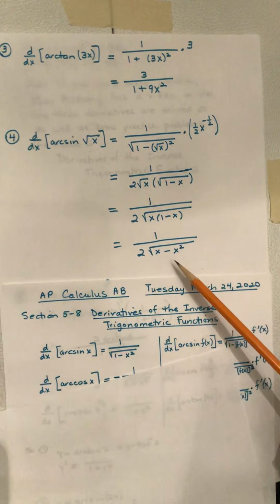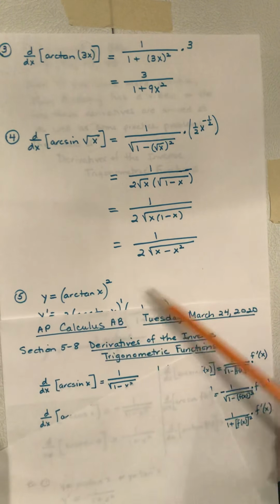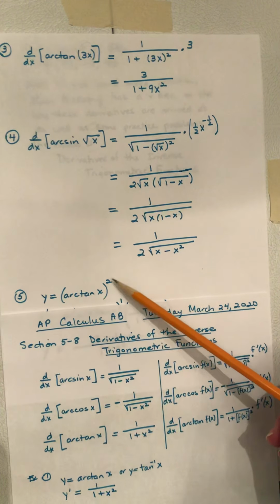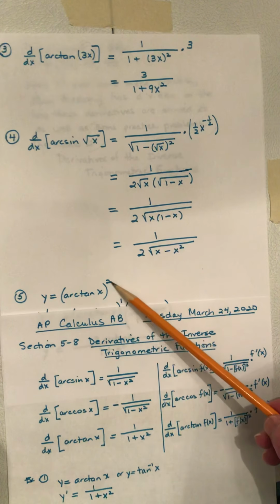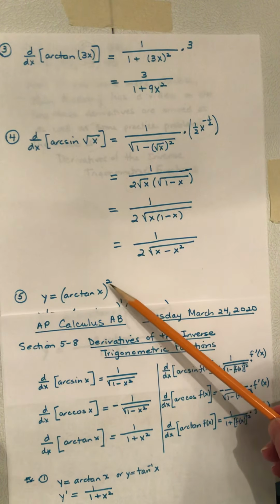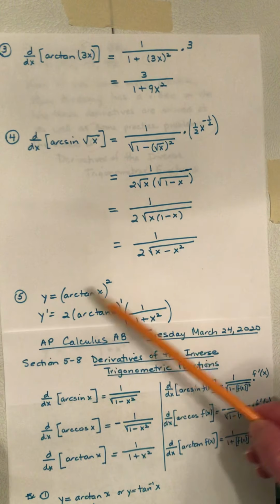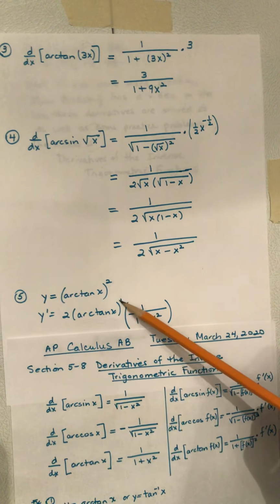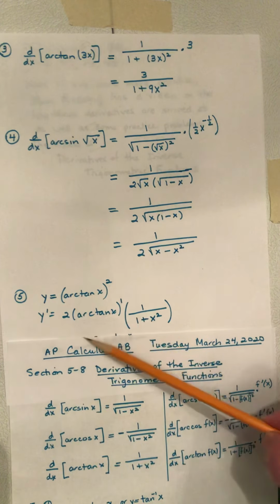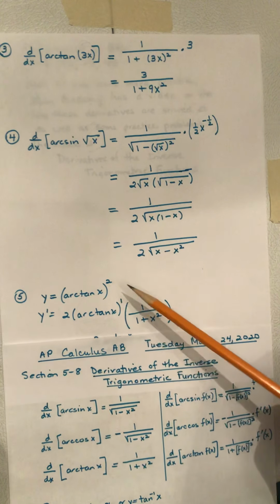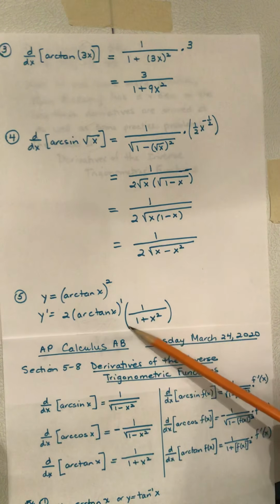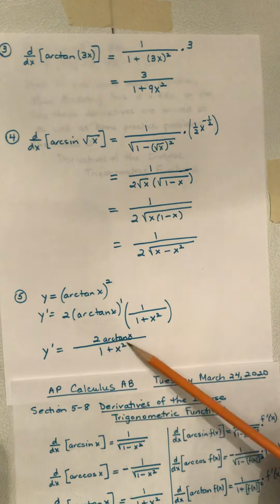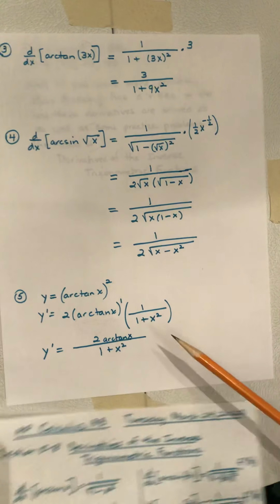Okay. Let's try another one. So now, what if we just have y equals the arctangent of x, quantity squared? Okay, that's the power rule version of the chain rule. So this is going to give us 2, keep the inside function the same, arctan x, drop the exponent by 1, and take the derivative of the inside function. The derivative of arctangent of x, we already saw, was 1 over 1 plus x squared. And then we just simplify. 2 arctangent of x all over 1 plus x squared, that's our y prime.